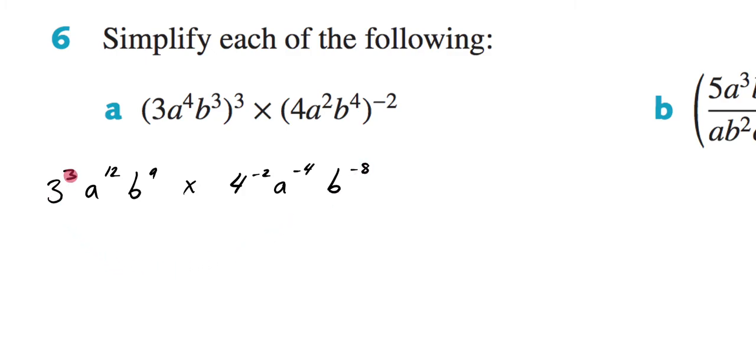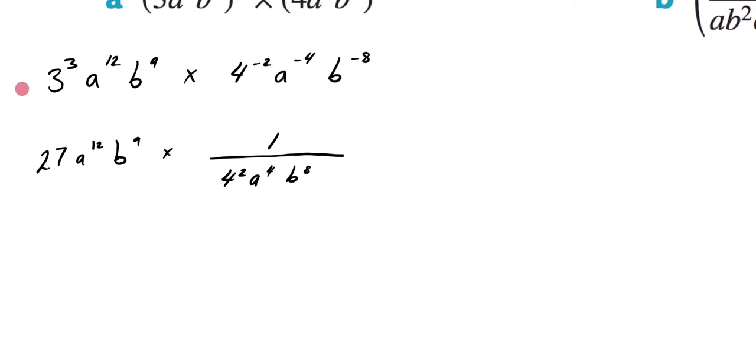Now, 3 cubed is 27. A to the 12, B to the 9, then I'm going to multiply 4 raised to the negative 2, A raised to the negative 4. Everything here has a negative index, which means I can bring it all down into my denominator. So I'm just taking the reciprocal of the entire thing here. So it's going to be 4 squared, A to the 4, and B to the 8. Instead of writing 4 squared, I'll leave it like that for the time being. I'll do it in my next line of working.